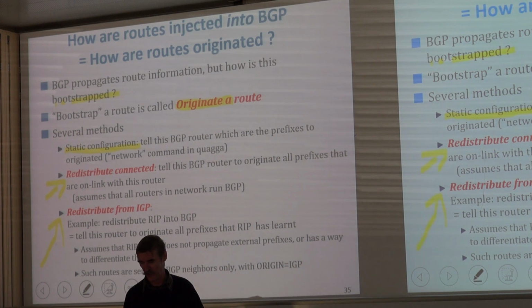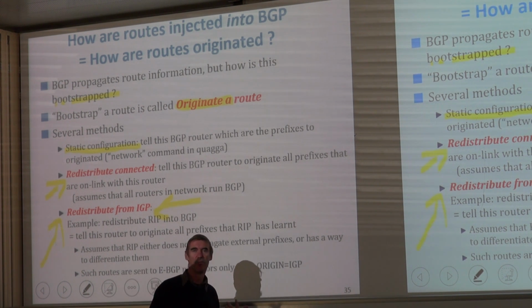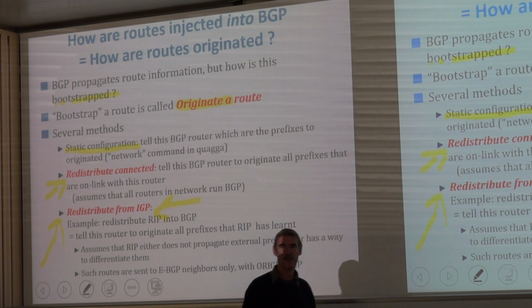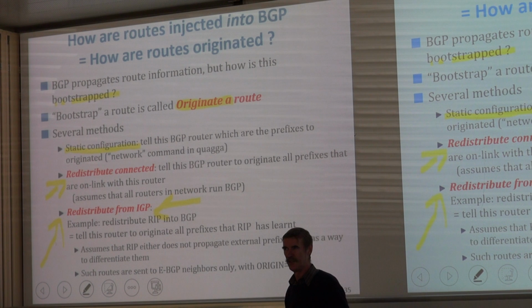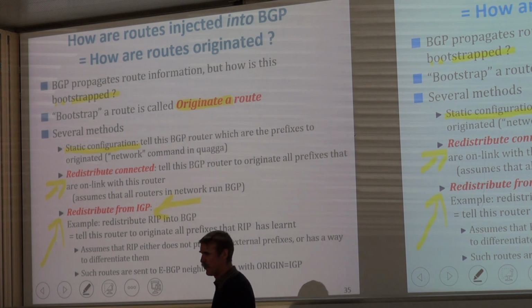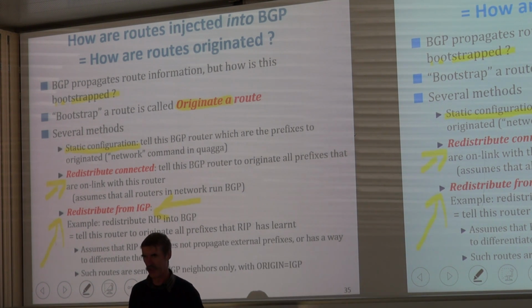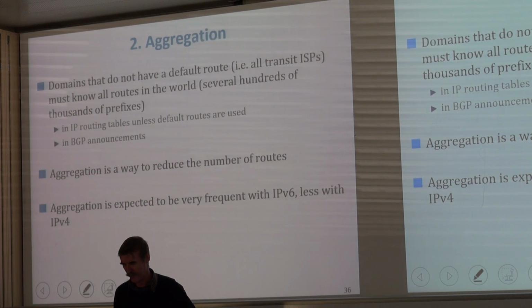If you're in a case like this, you need the second method, redistribute from IGP. It turns out that in the base case, in the standard operation of BGP, we run BGP in all routers in the domain, believe it or not. Seems surprising. This is what I call the standard BGP configuration, as you will see in the lab.